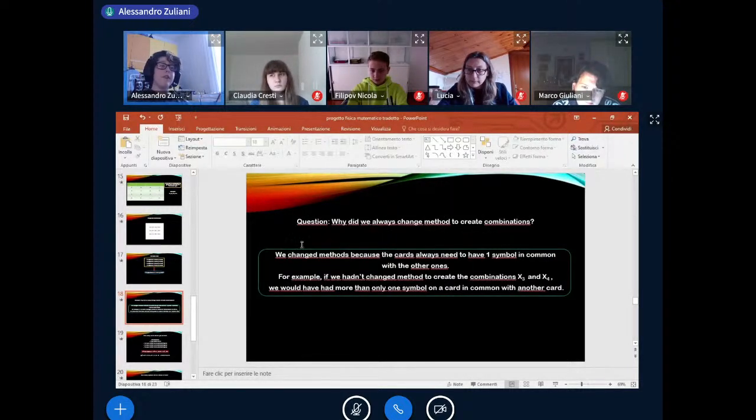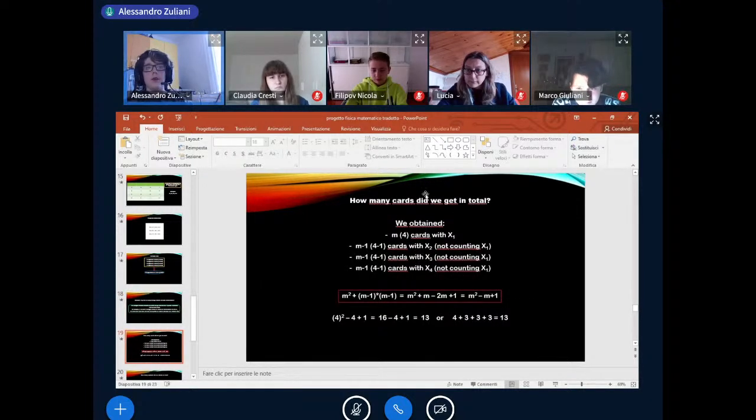But we made ourselves a question: why did we always change the method to create combinations? We changed the method because the cards always need to have one symbol in common with the other ones. For example, if we hadn't changed the method to create a combination which has the symbol x3 or x4, we would have had more than only one symbol on a card in common with another card.